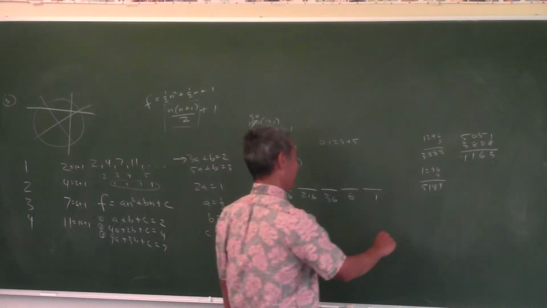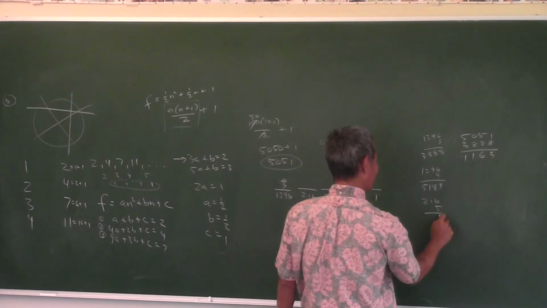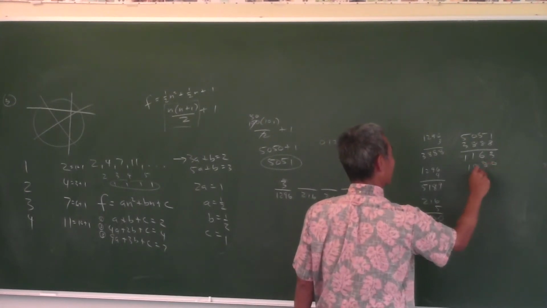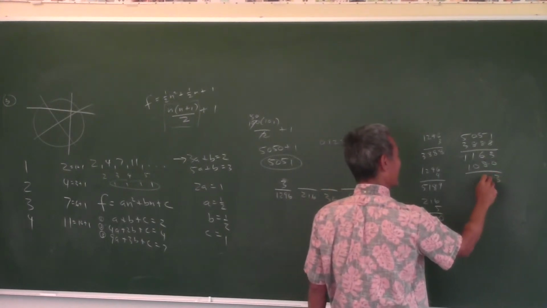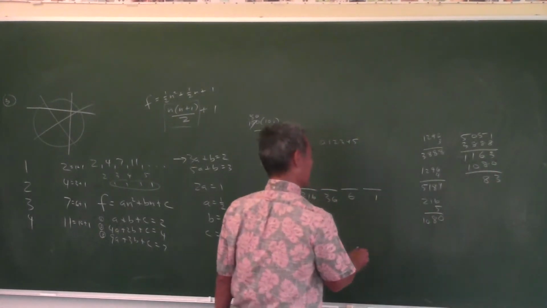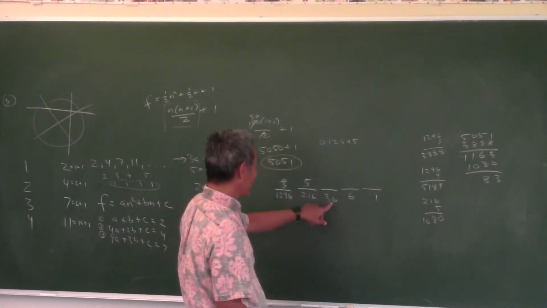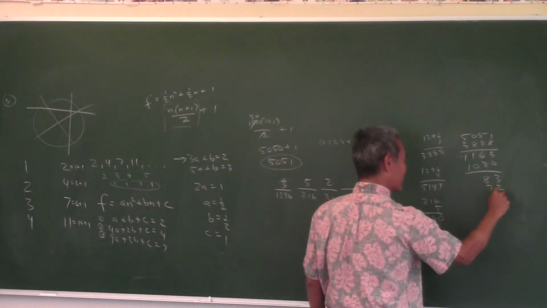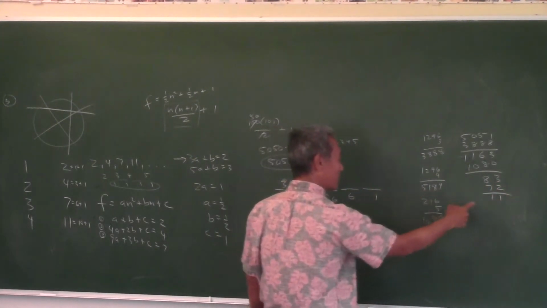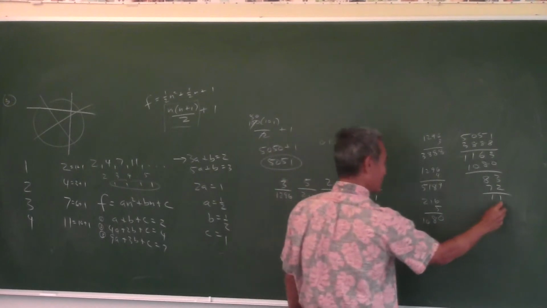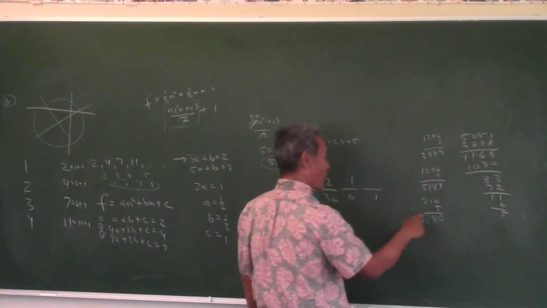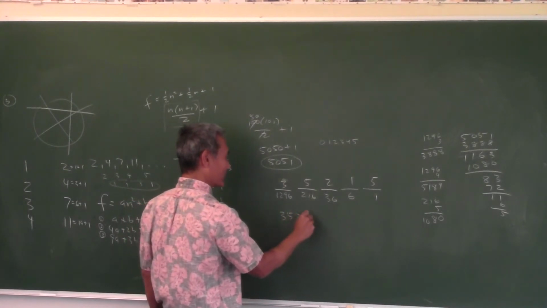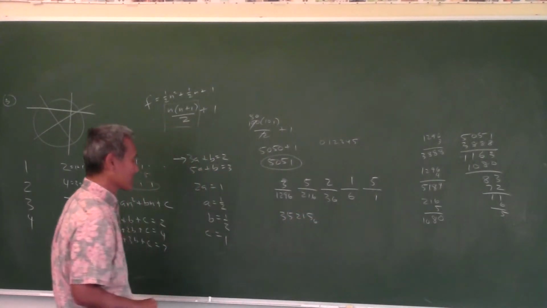I'm guessing 5. 216 times 5 would be 1080. So subtract, what do we got? 83 left. So it was 5 of these. Now how many 36s go into 83? 2, that one's easy. 72, subtract, you get 11. How many 6s go into 11? 1. And then how many 1s? 5, there you go. So the answer is 35215 base 6. That's your answer.